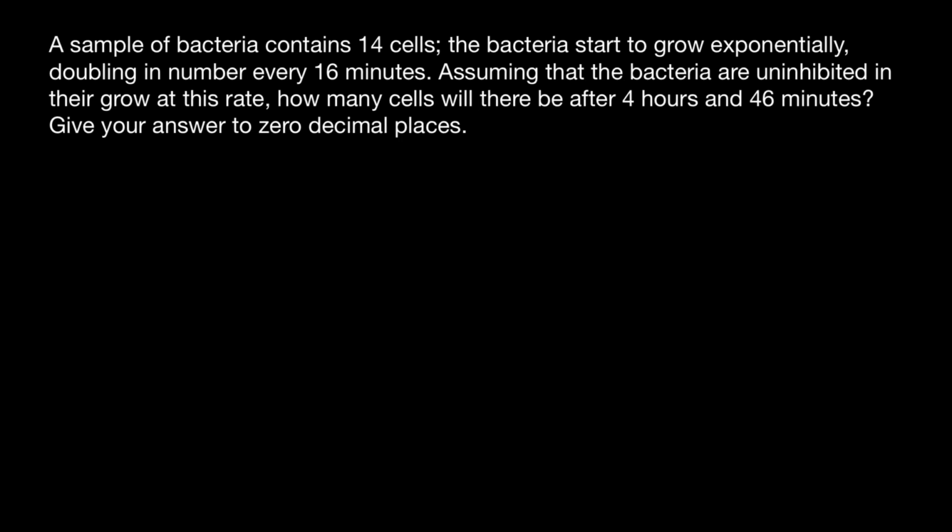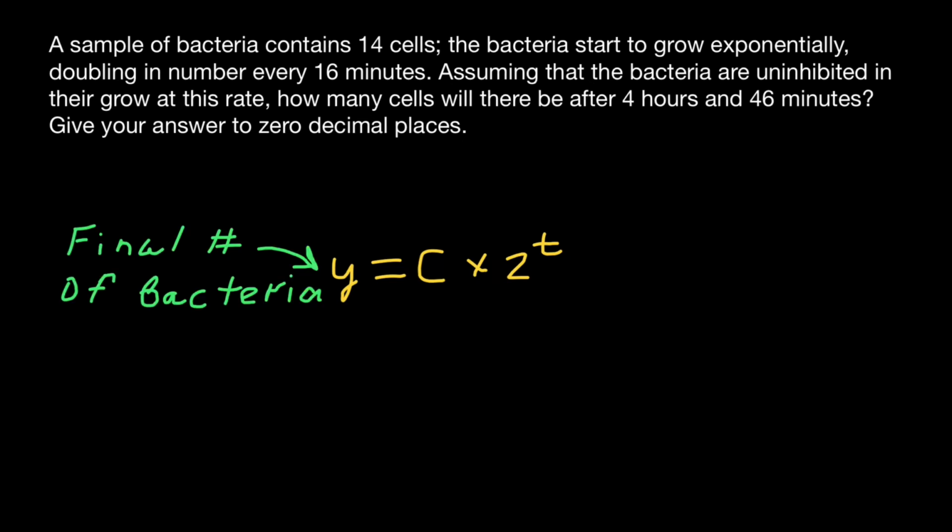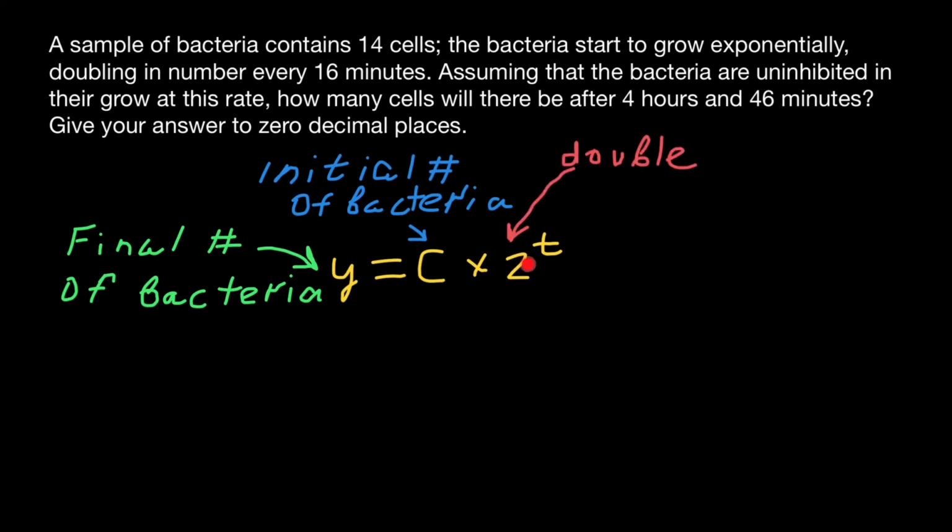In order to solve this problem, we are going to use this formula. So y equals c times 2 power t. In this formula, y stands for the final number of bacteria, c stands for the initial number of bacteria, 2 means that the colony is going to double, and t stands for the number of doubling cycles.